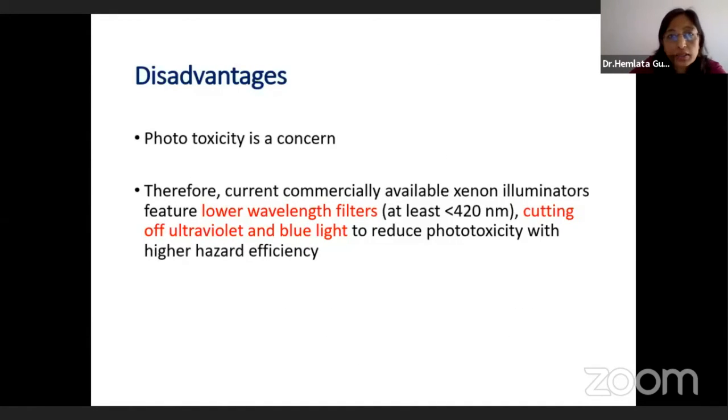Now, as with all other endoilluminators, phototoxicity is still a concern, and therefore current commercially available xenon arc illuminators feature lower wavelength filters, cutting off the ultraviolet and blue light to reduce the phototoxicity. Though it's more of a concern in retinal surgery because they are of longer duration, and in cataract surgery it doesn't matter much.